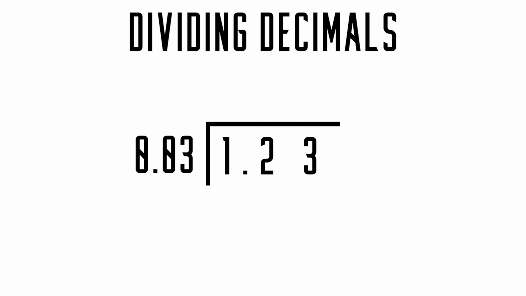We can convert the 0.03 to a whole number by multiplying by 100. If we do so, we get 3. We must remember that we need to multiply 1.23 by 100 also. If we do so, we get 123, and now we have a much easier calculation to work with.